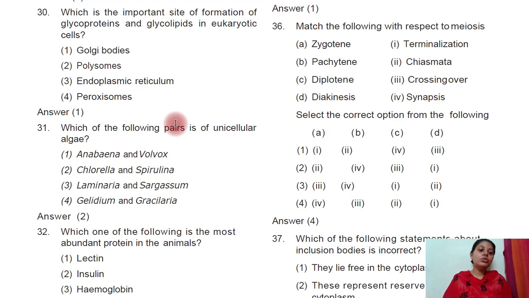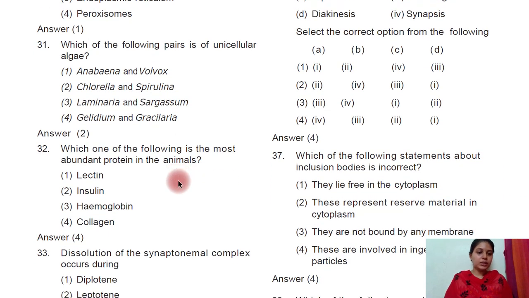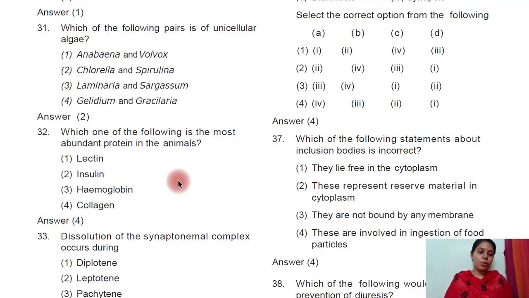And next, which of the following pairs is of unicellular algae? They're talking about unicellular algae, which is made up of a single cell. So we all know that chlorella and spirulina. Even though spirulina resembles a ladder, it is made up of a single stretch of cell, right? So that's why it is chlorella and spirulina. Next question, which of the following is the most abundant protein in the animals?